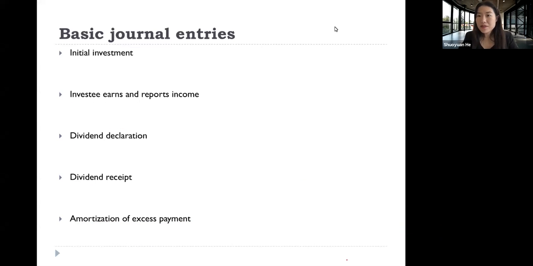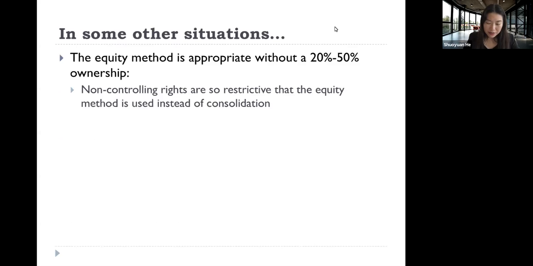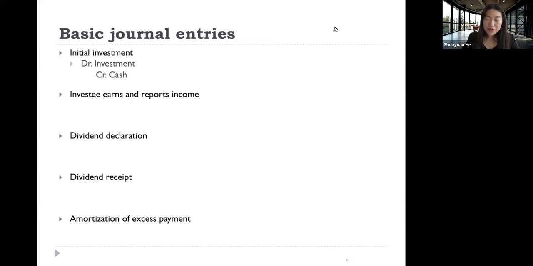For the equity method, there are 5 basic journal entries I want to talk about. The first journal entry is the journal entry the investor makes when it makes the initial investment in the investee. The journal entry here is to debit investment account, credit cash, because the investor pays out cash to get the equity stock from its investee.